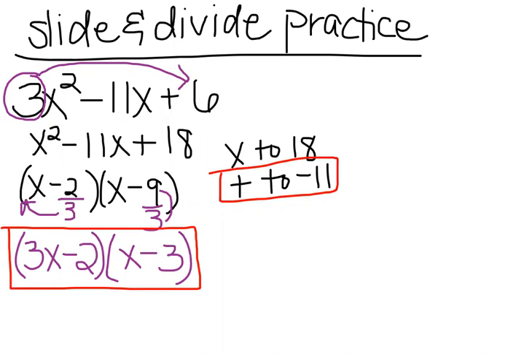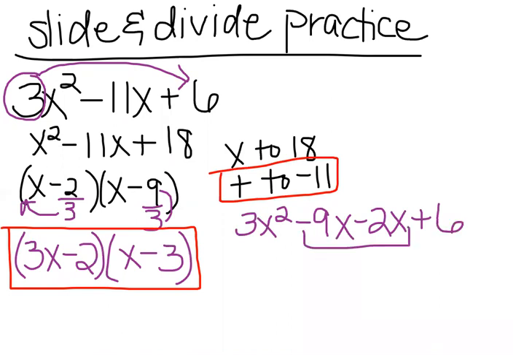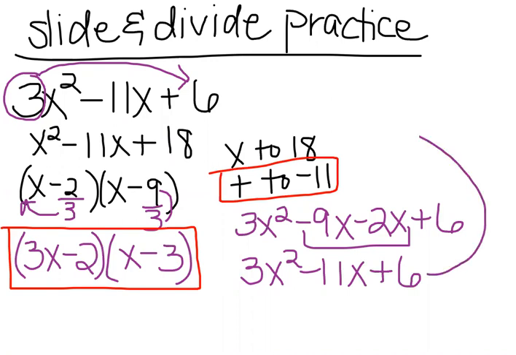Let's check. We have to multiply 3x and x. That gives us 3x squared. 3x times negative 3 is a negative 9x. Negative 2 times x is negative 2x. And negative 2 times negative 3 is a positive 6. Now let's combine these like terms right here in the middle, and you will get 3x squared minus 11x plus 6. And that matches your original expression. So you know you got the right answer.